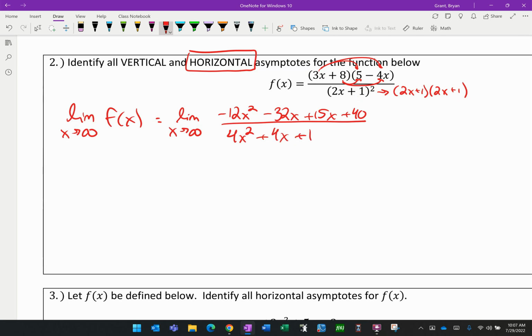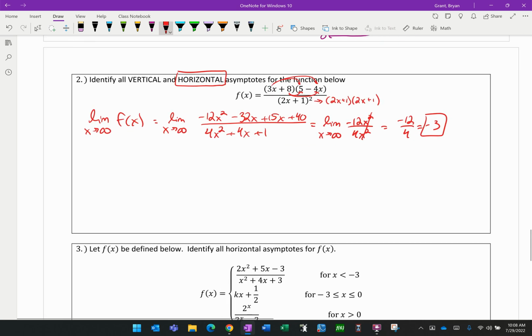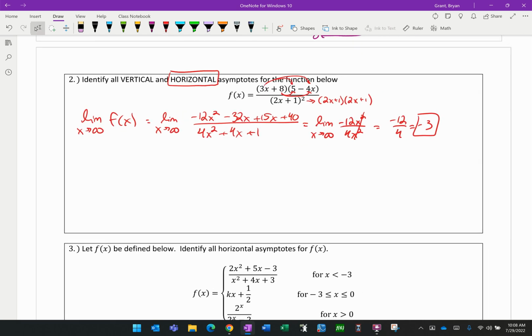Cool. Now we have a limit of two polynomials. This is a rational function, and we can use dominance, right? My most dominant term will be negative 12x squared in the top and 4x squared in the bottom. These cancel. We end up with negative 12 divided by 4, which is negative 3. Do I need to find the limit as we approach negative infinity? Well, you can, but because this is a ratio of two polynomials, the limit will be exactly the same. So I think my horizontal asymptote is going to be at y equals negative 3 on both sides.